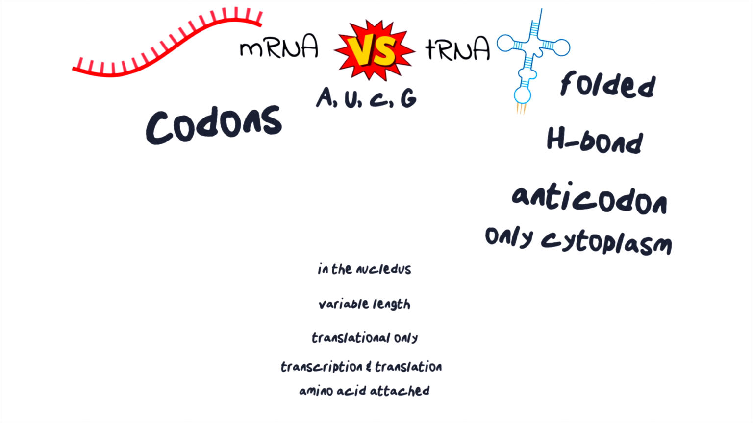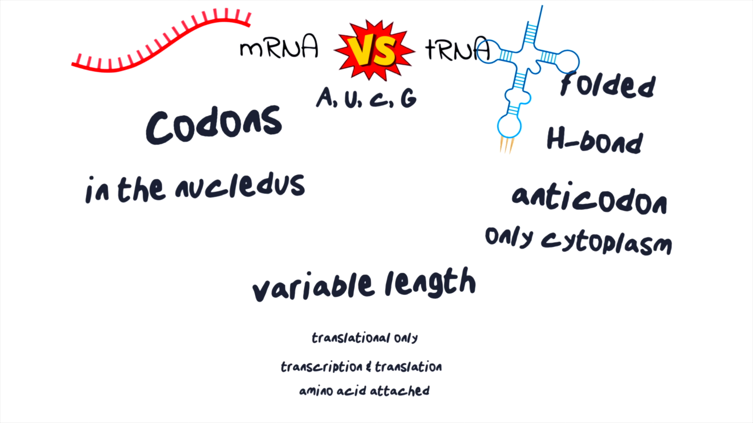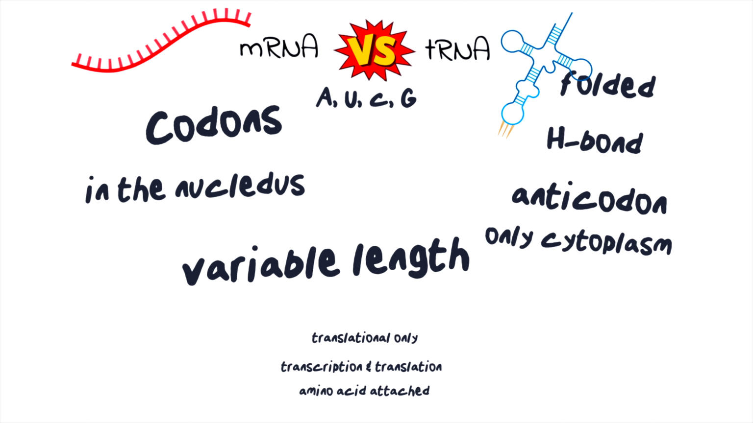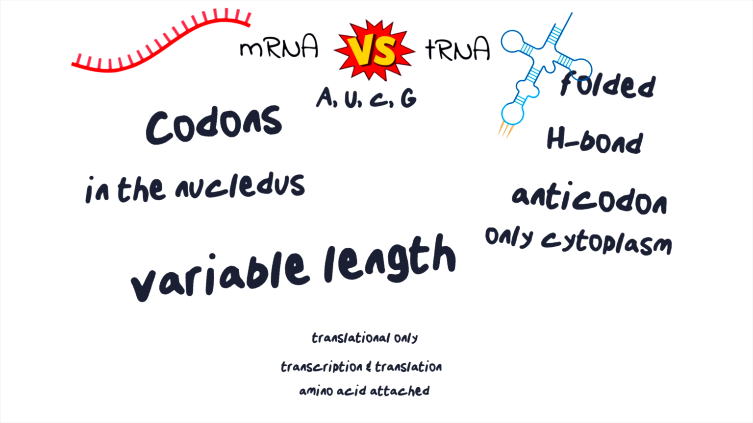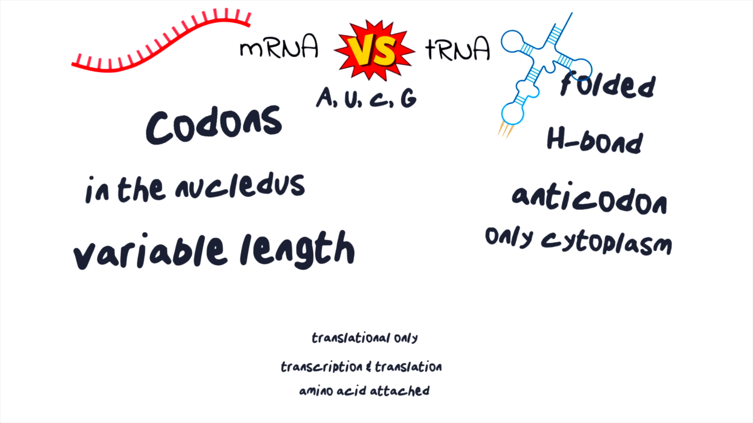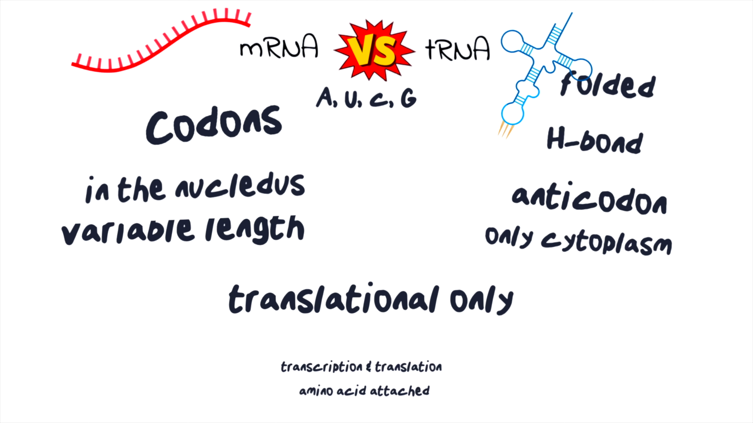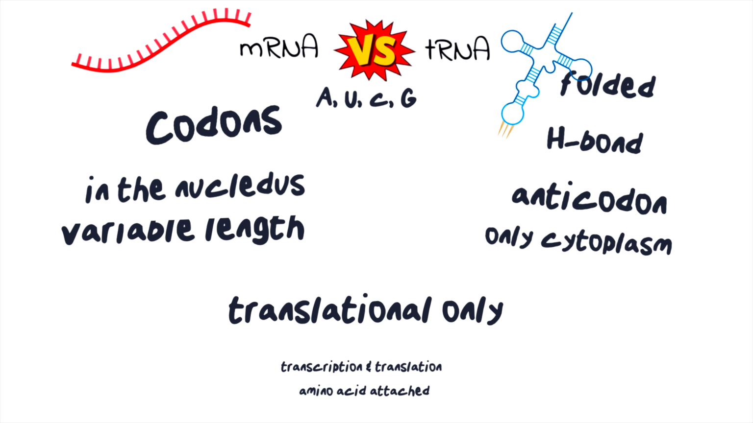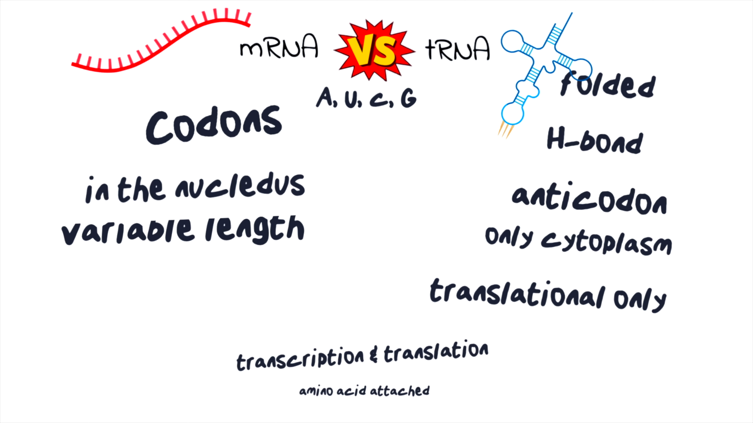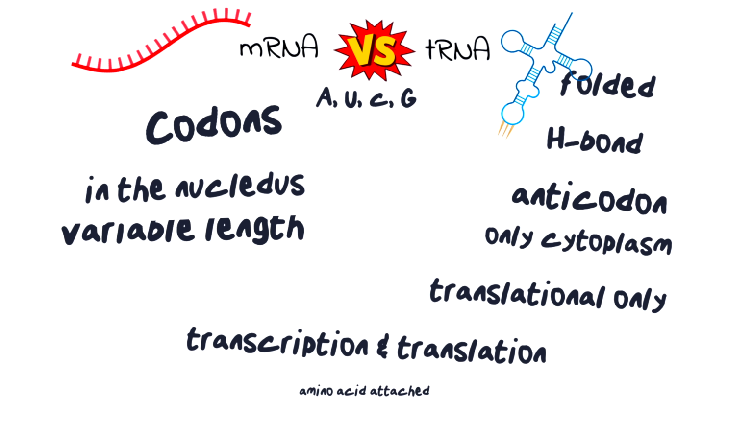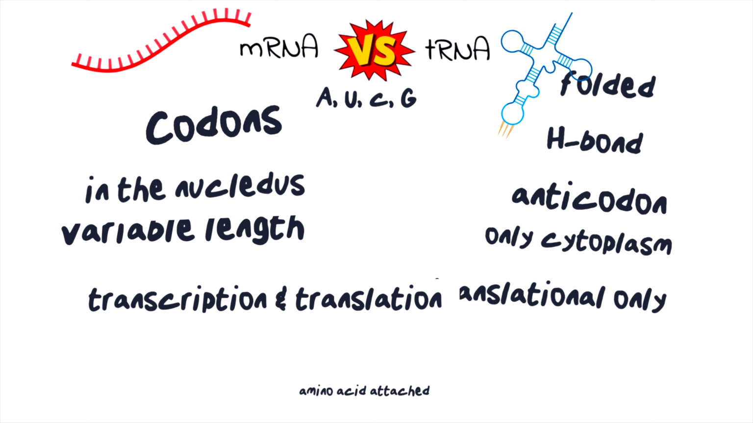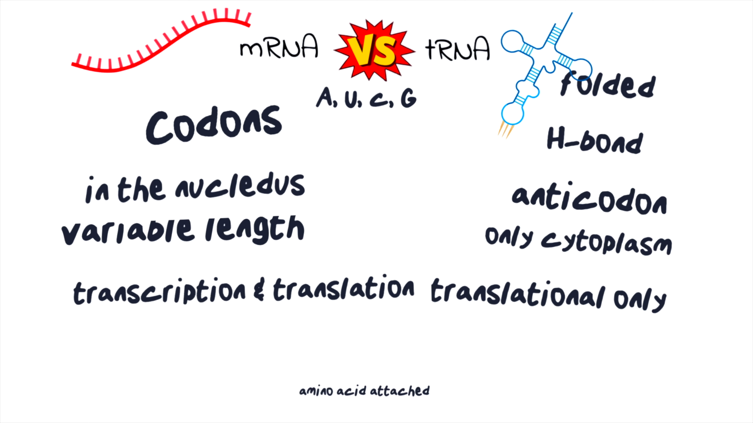What does it mean when I say variable length? Notice, tRNA has a specific size, length and number of bases, while messenger could be shorter or longer depending on how long the gene is on the DNA or how long the polypeptide chain is. Here it says translation only, or only applies for translation. That would be tRNA. But here it says transcription and translation. Here we're talking about the function, so that would be messenger RNA. Amino acid attached: only tRNA comes with a part on the top where the amino acids are attached.